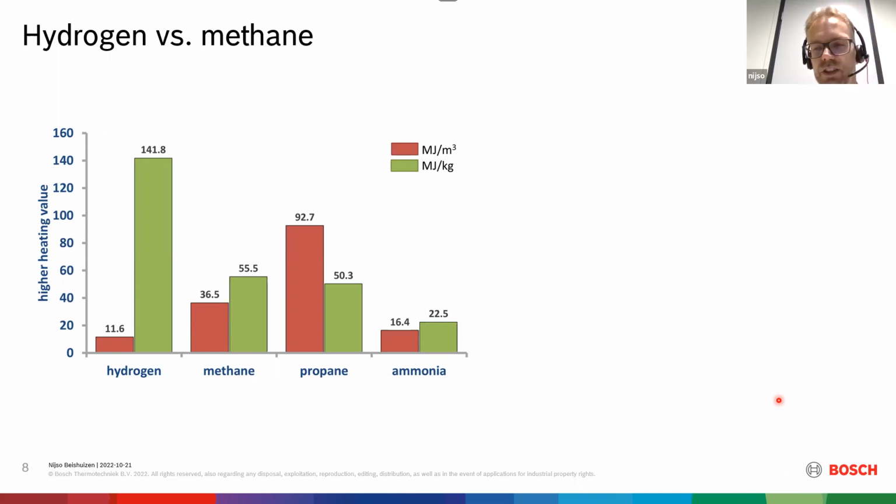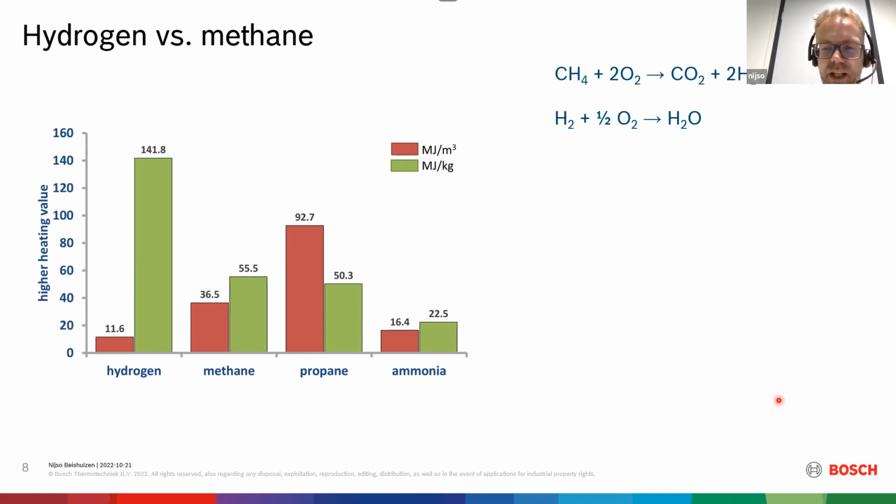The volumetric energy content of methane is more than 3 times higher than hydrogen. However, the energy content per kilogram is almost 3 times higher for hydrogen when compared to methane. And this means that for a flame, if we keep the volume flow rate of the fuel the same, or equivalently, we keep the flow velocity the same, then a hydrogen flame will have a lower power than a methane flame.